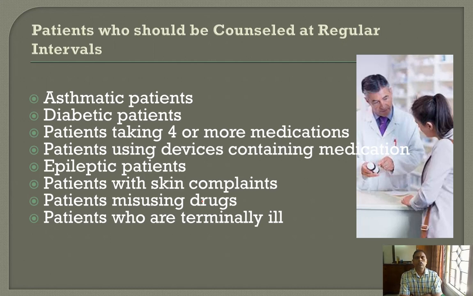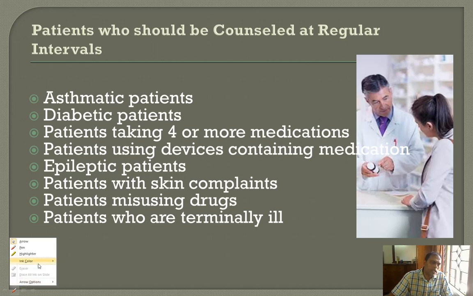The next: patients who should be counseled at regular intervals. The pharmacist has to make sure that he or she counsels the patient in these categories of patients. One is asthmatic patients. Asthmatic patients use inhalers or nebulizers, or other machines they may use for breathing. So in that case, they need pharmacist help. The pharmacist needs to counsel them and guide them in taking those medications.